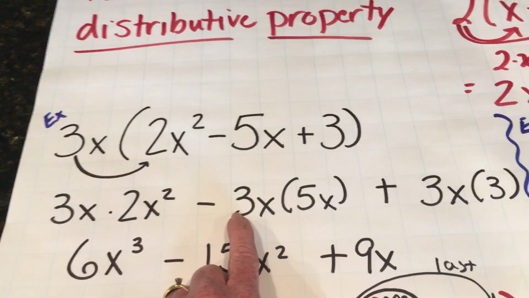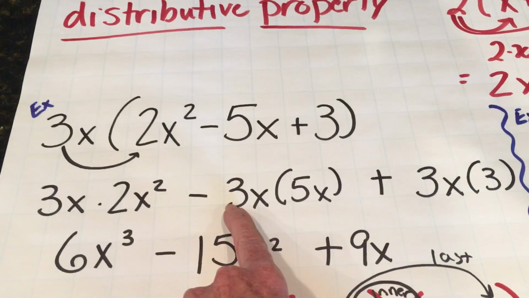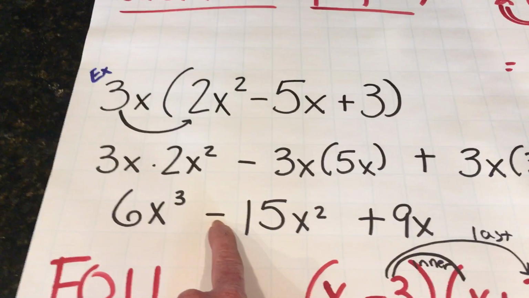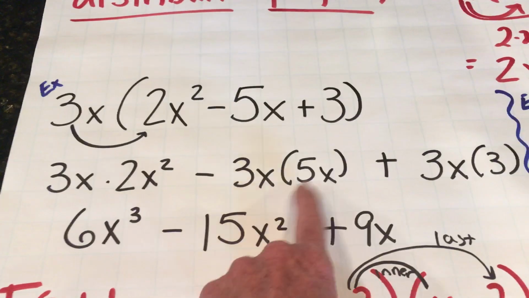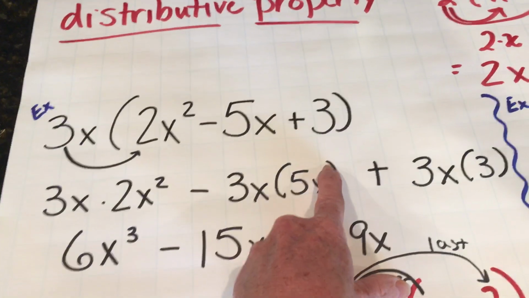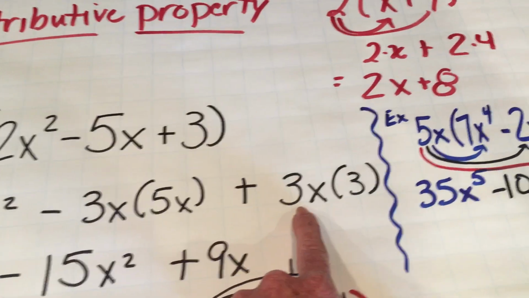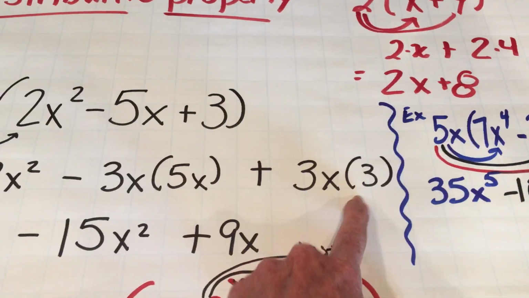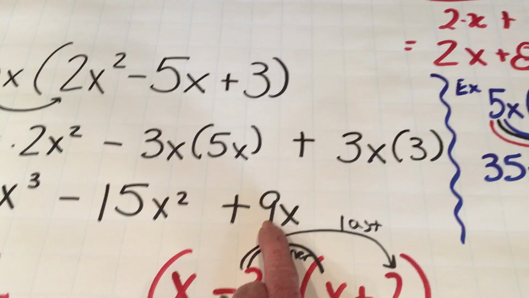Next term, we have 3x times negative 5x. 3 times negative 5 gives you your negative 15. X times x is x squared. When you're multiplying, you add the exponents. Those would both be 1. The last one is 3x times 3, which gives you 9x.